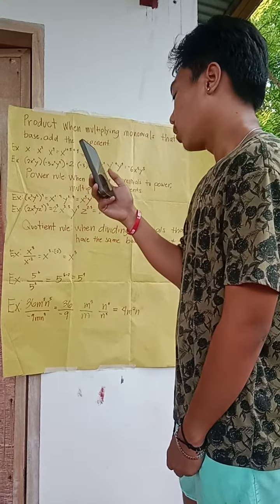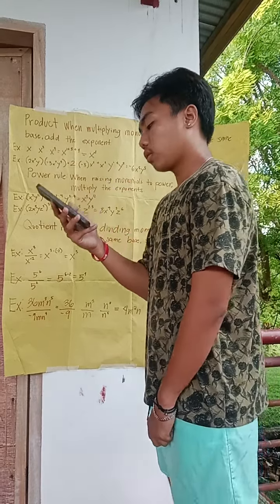And these are the examples of the quotient rule and exponent rules.